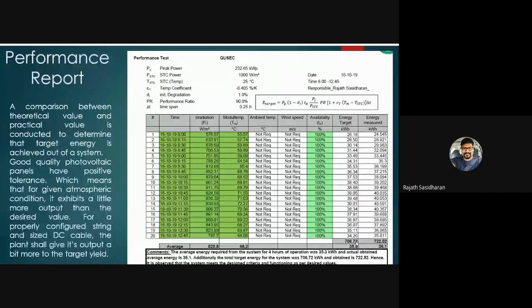The reason more energy is measured is that a good quality solar panel manufacturer will always have a positive threshold. If the rated capacity of the panel is 250 watts, then it will be a bit more, say 255, or say 4 or 5% more positive threshold will be there. So that's the comparison part, and if it succeeds, the thumb rule is that the energy measured shall not be less than the energy target. If it goes less than the energy target, then there is definitely something wrong in the solar photovoltaic system, which we need to address.